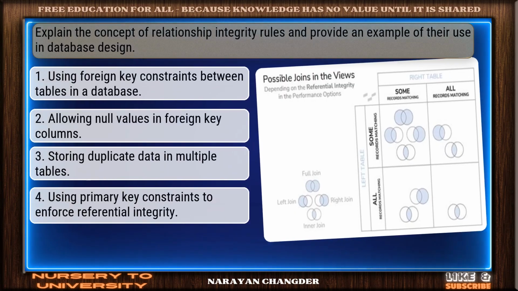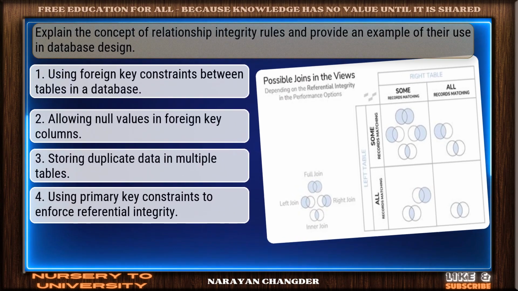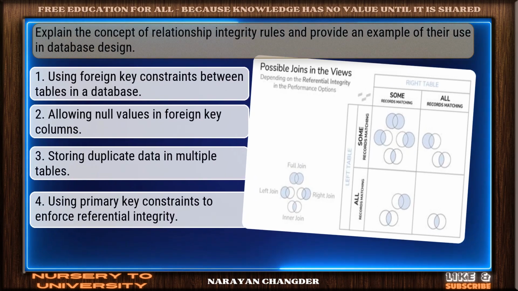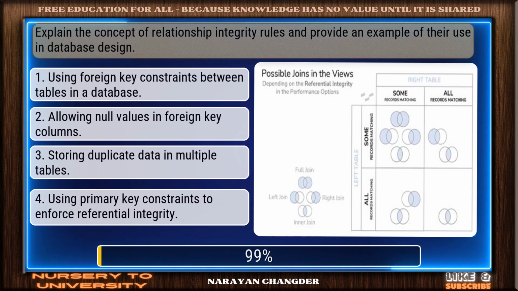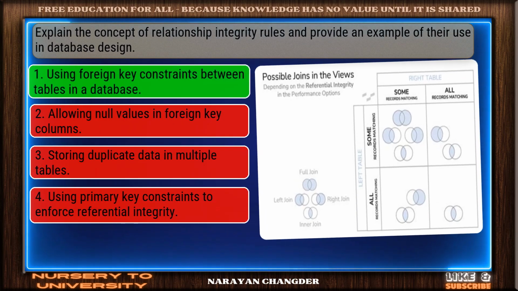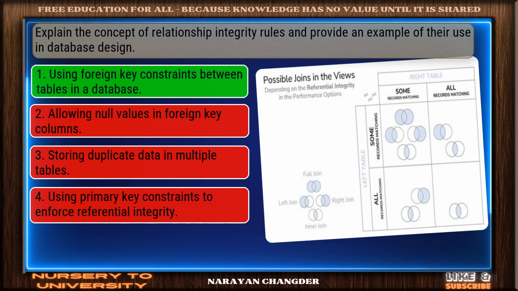Question number 9. Explain the concept of relationship integrity rules and provide an example of their use in database design. You're right. Using foreign key constraints between tables in a database is the correct answer.